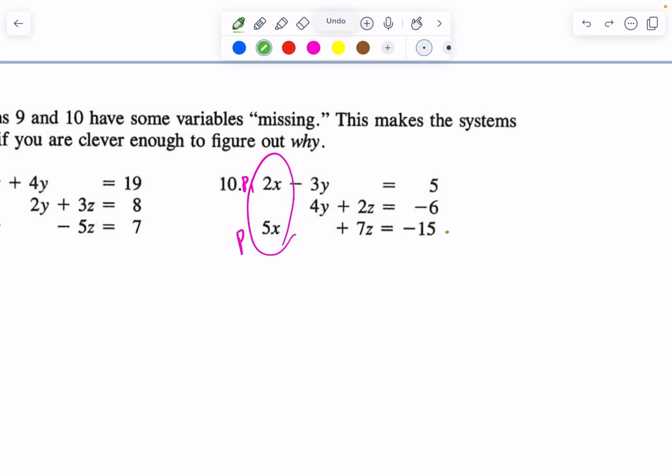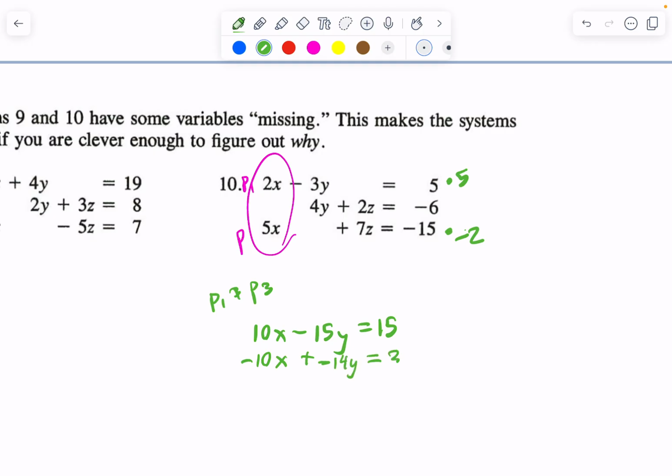So I'm going to multiply this one by, let's say this is the negative, so I'm going to do negative 2. And I'm going to multiply the top one by positive 5. So P1 times 5 gives 10x minus 15y equals 15. And the bottom one is negative 10x plus a negative 14z equals positive 30.